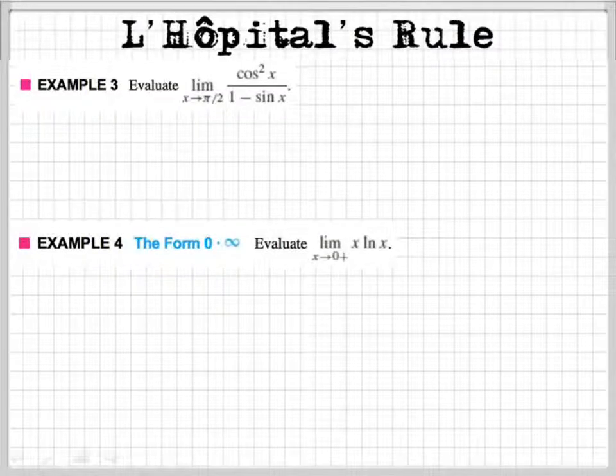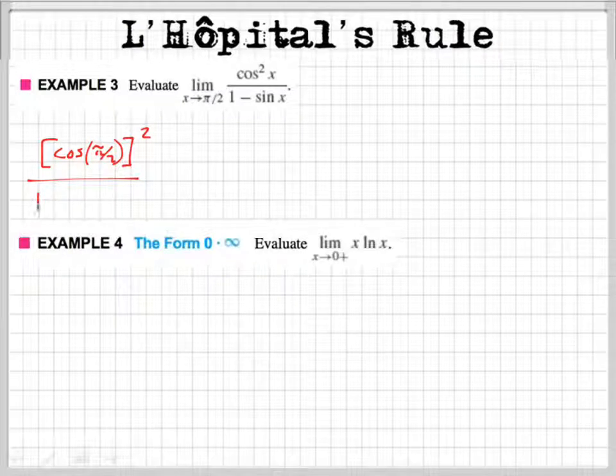I'd plug in pi over 2 to find the limits first. I'm going to write cosine of pi over 2. That's inside of cosine, but don't forget there's a squared. Now, I like putting the squared on the outside of it. That way I remember that I do the squared after I do the cosine part. And on the bottom, I have 1 minus sine of pi over 2.